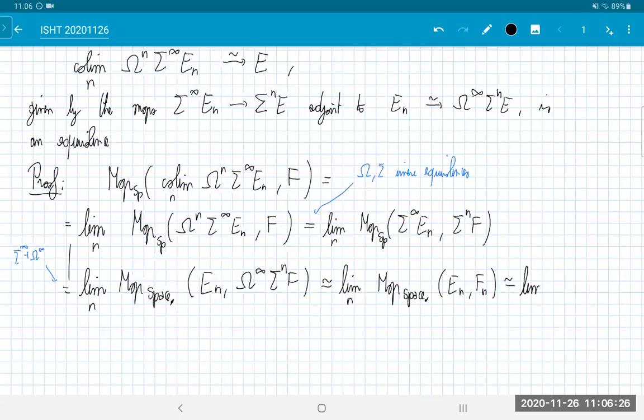And this, oh sorry, no limit anymore. And this is, well, actually it's the definition of maps in spectra from E to F. And that's true for every F. So when a map induces an equivalence of mapping spaces for every F, then it is an equivalence. This is just, if you want, a tautological statement, but it's good to have it written down.